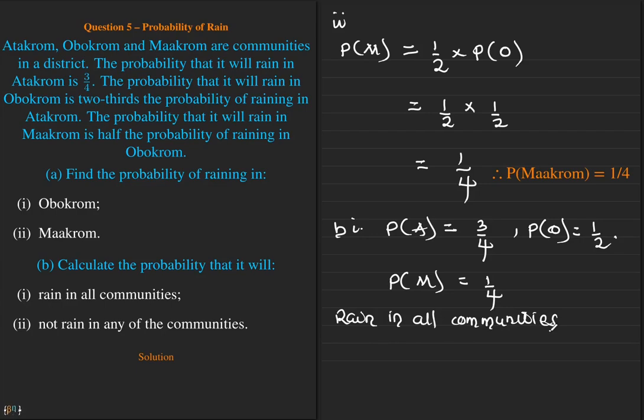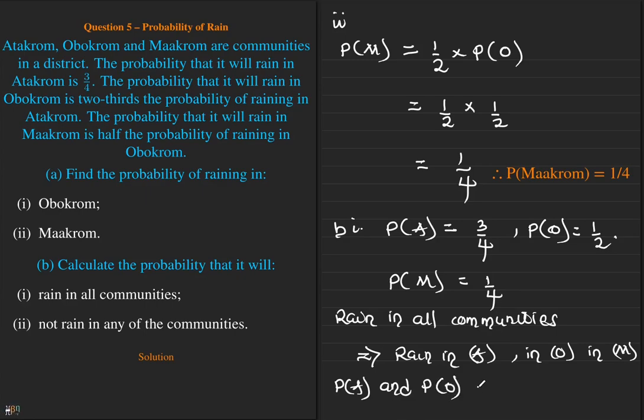So all the rain in all communities simply means it rains in what? Atakrom, in Obokrom, and then in Maakrom. You see, that as an expression is simply the probability that it rains in Atakrom, and the probability that it rains in Obokrom, and then and the probability that it rains in Maakrom. You see, so at this stage now we can write its formula.